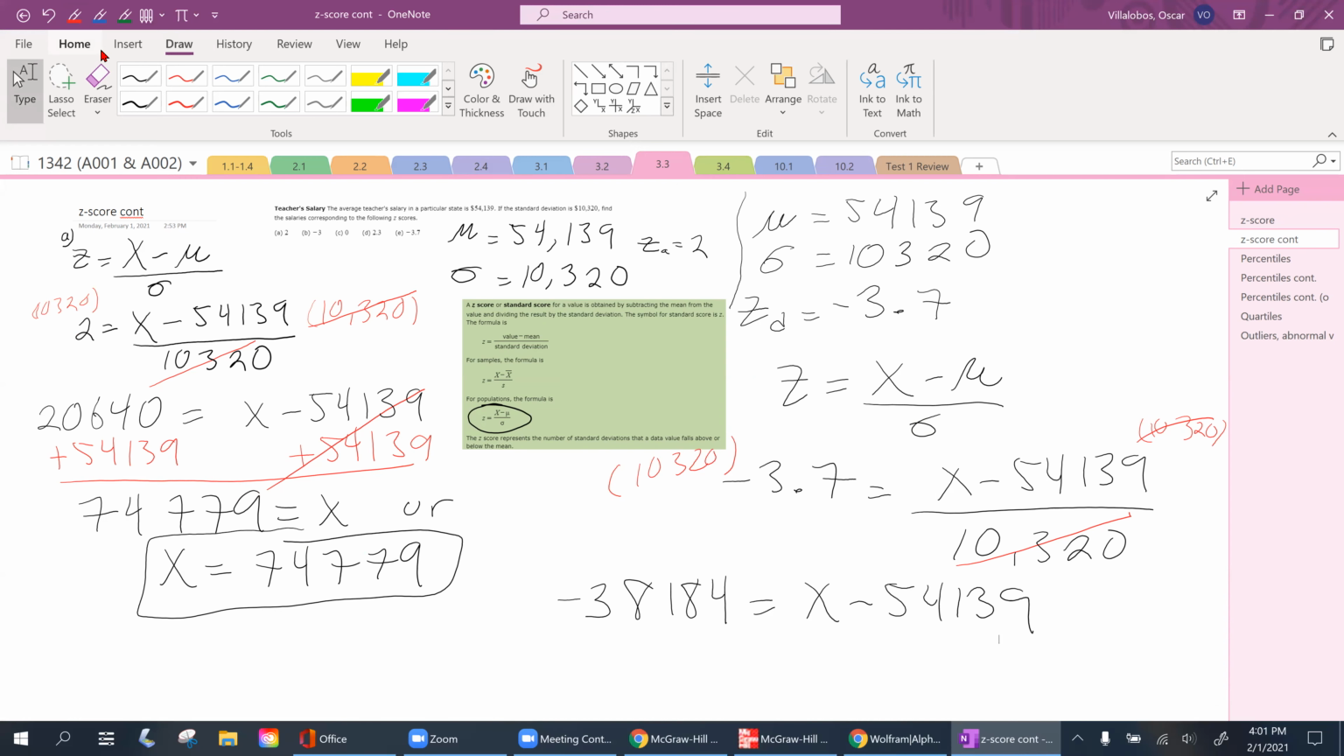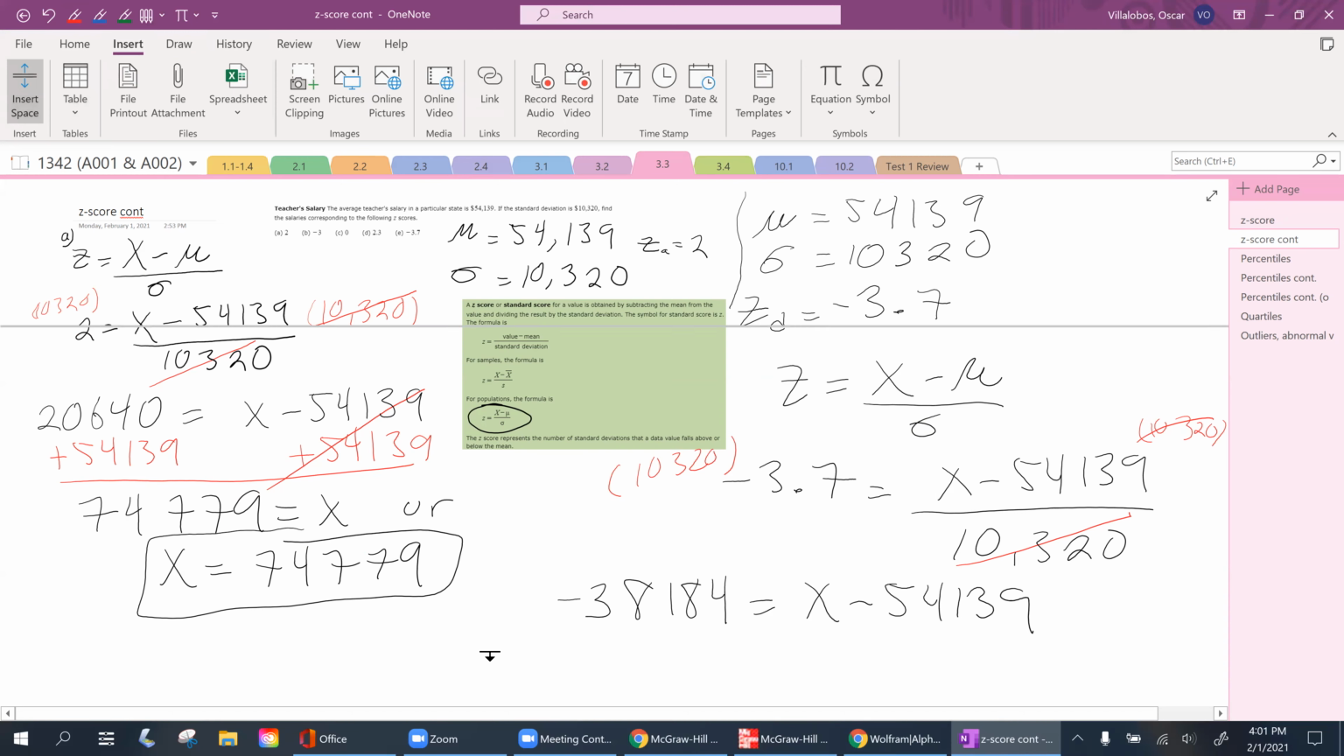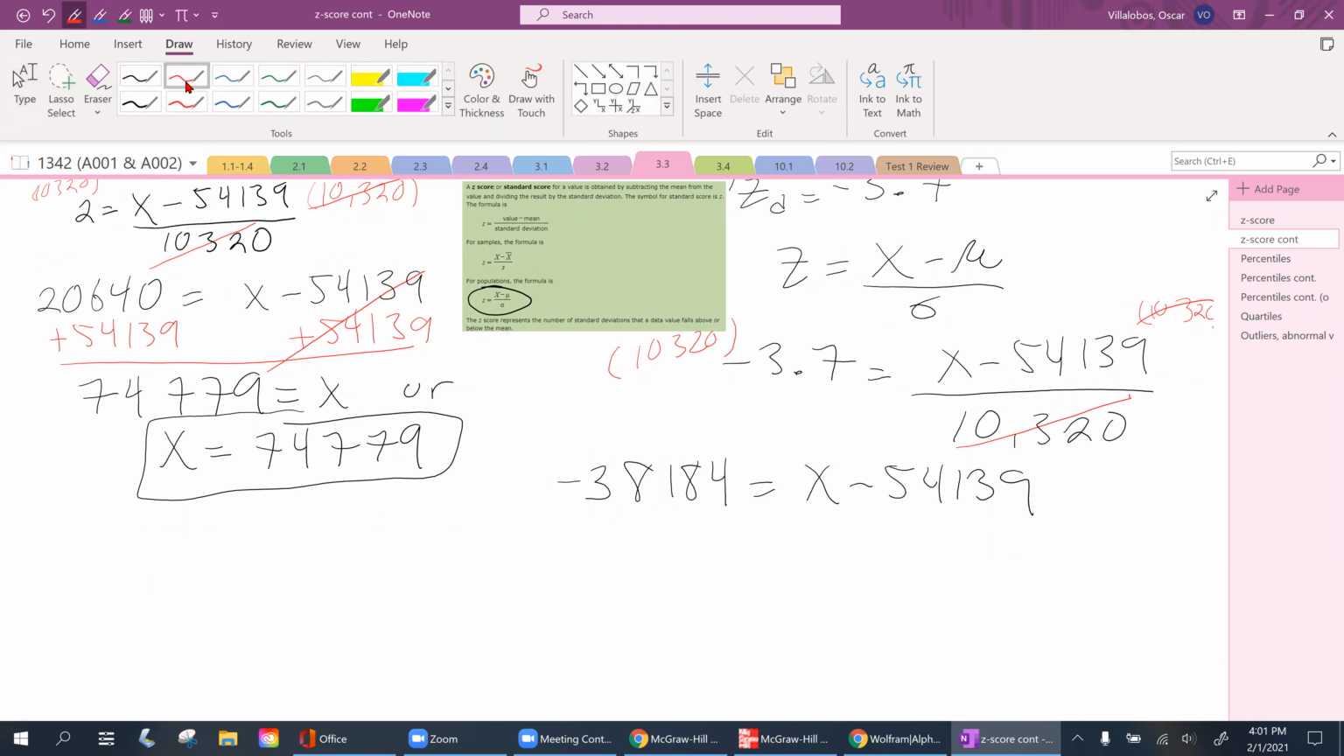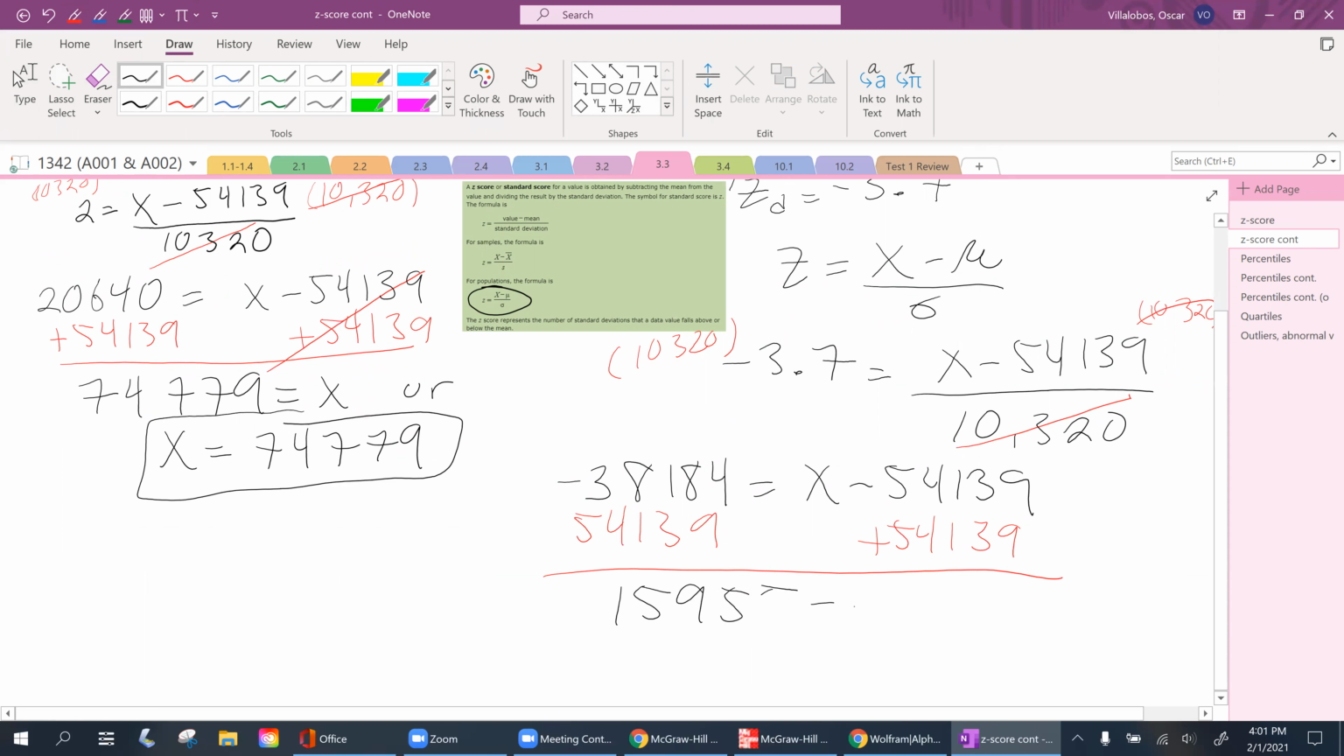54,139. And again, very similar to the last case, I'm going to add 54,139 to both sides. And this leaves me with x. Adding that together, I get 15,995 is equal to x. So our x is equal to 15,955. Very nice.